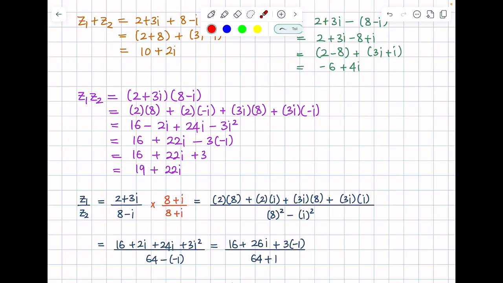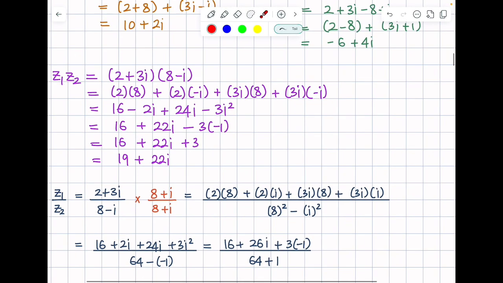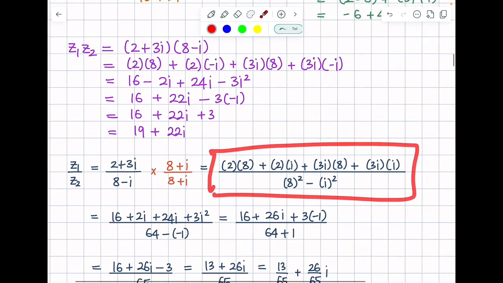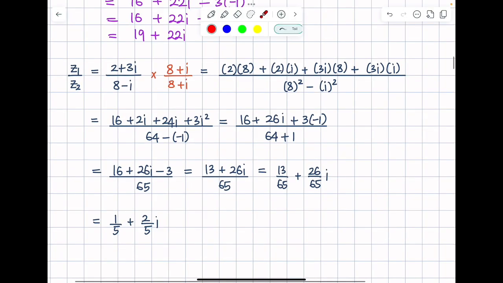For division, z1 over z2, 2 plus 3i divided by 8 minus i, the method is the same as rationalizing the denominator. Multiply both numerator and denominator by the conjugate of the denominator, and then we get this expression simplified. And remember, if there is an i squared, replace it by -1, then simplify, and we get 1 over 5 plus 2 over 5i.